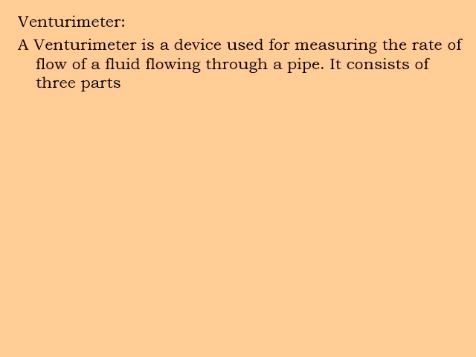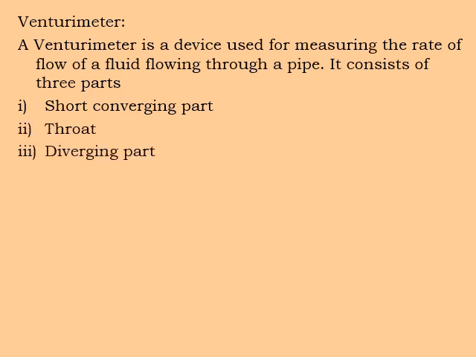In that, a venturimeter is a device used for measuring the rate of flow of fluid through a pipe. It consists of three different parts. The first part is called the short converging part, the second one is the throat, and the third part is called the diverging part.